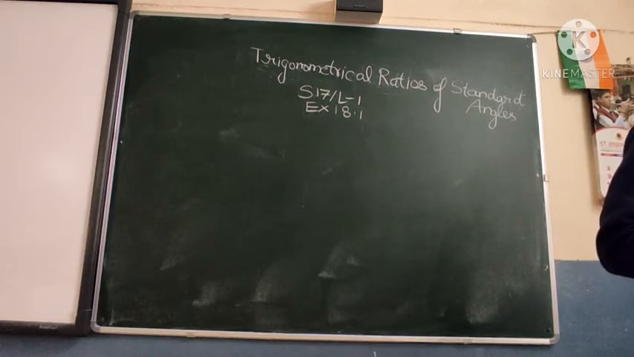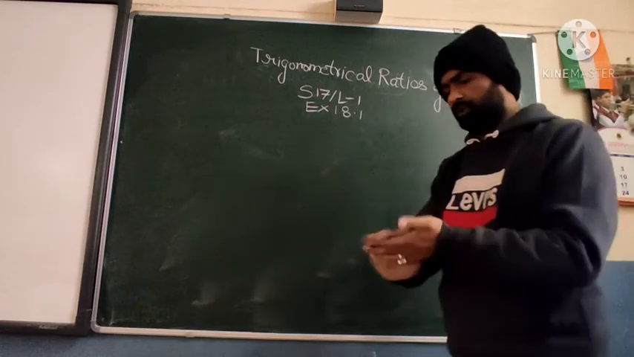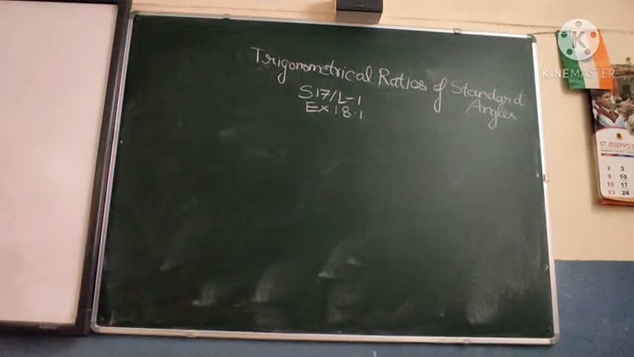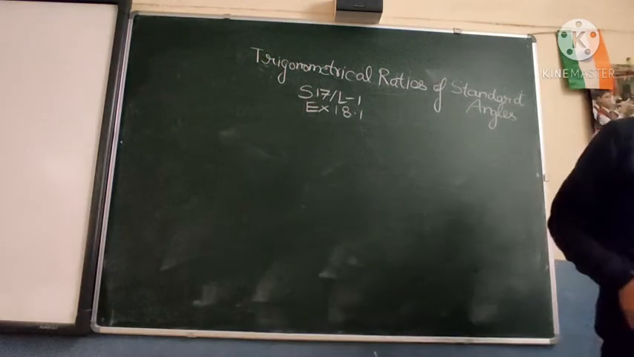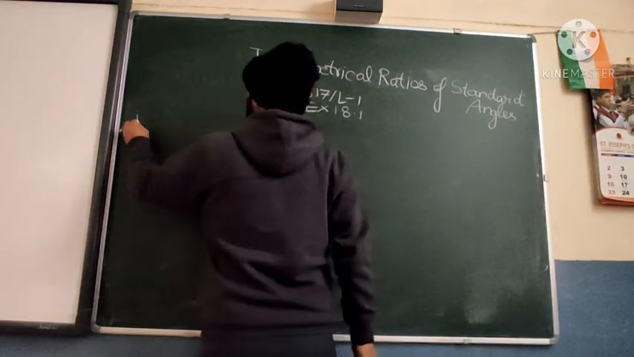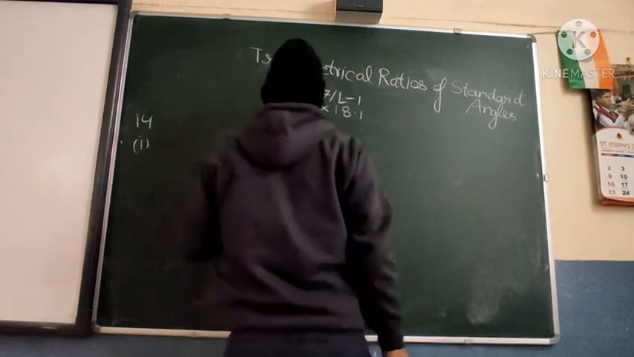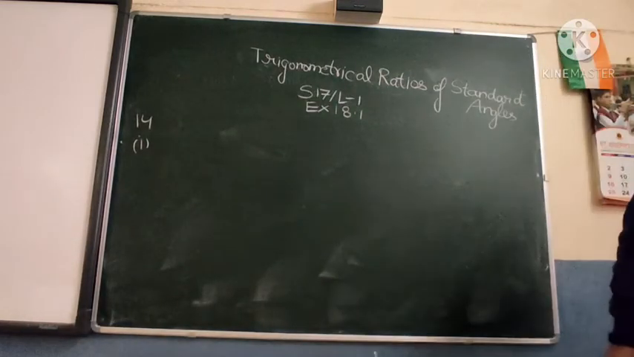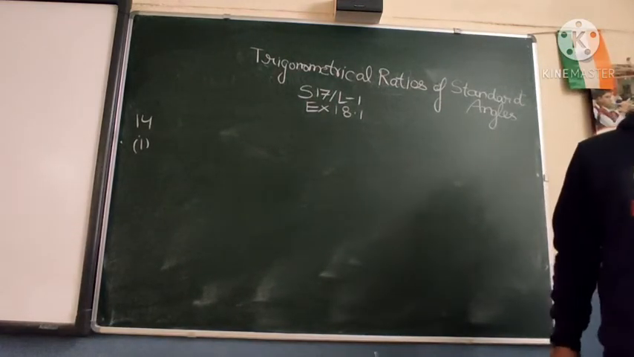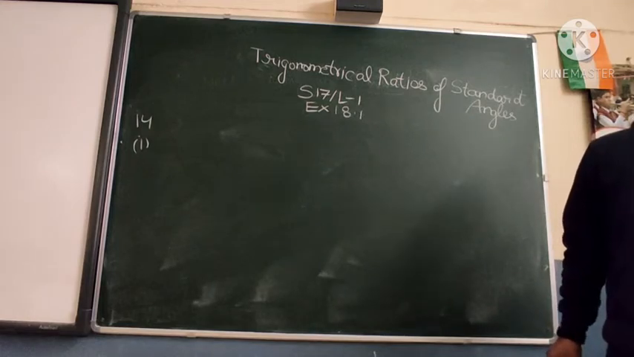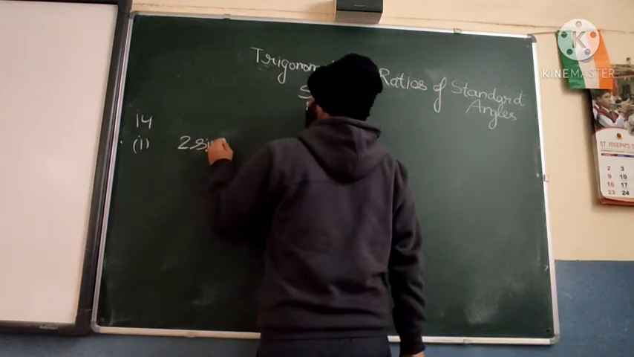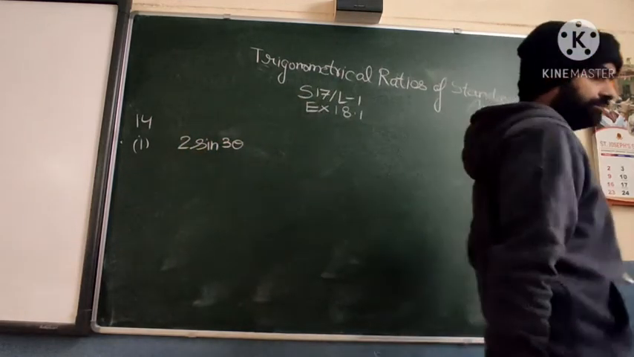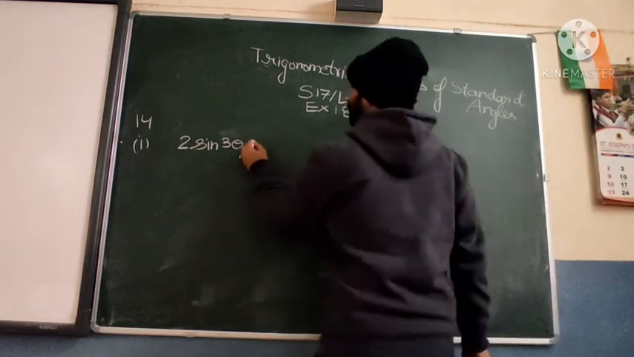14th question I am doing for you. 14th question, first part, on the board. It says, if 3 theta is an acute angle, solve the following equation for theta. It is given 2 sin 3 theta is equal to root 3.